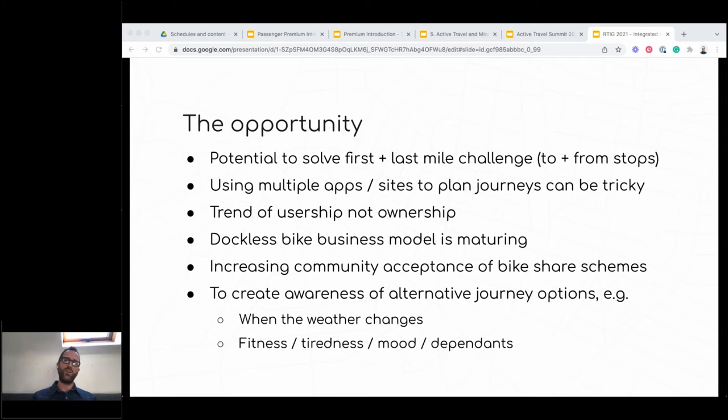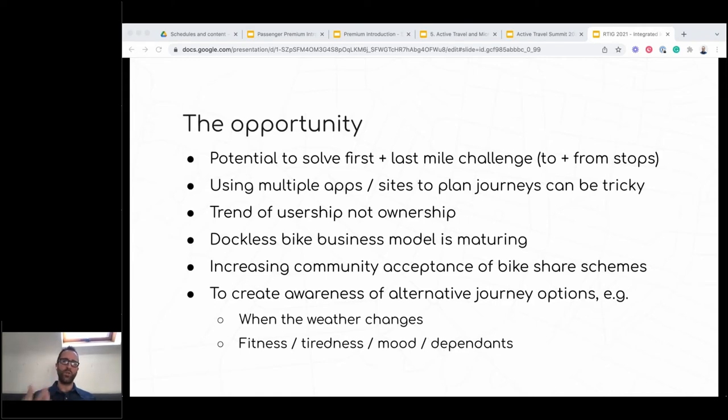We knew from the work that we'd done that using multiple apps and websites to plan journeys can be tricky, particularly for different demographics of users. In the background, and in 2019, it's very similar to how it is now, there is a trend of usership as opposed to ownership. Fewer and fewer people are taking driving tests, wanting to own cars, all those kinds of things. So the adoption of shared resources such as bikes was an interesting one to us. Obviously, you can call buses a shared mode of transport just as easily, so there was a natural affinity there.